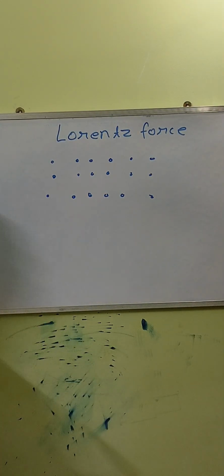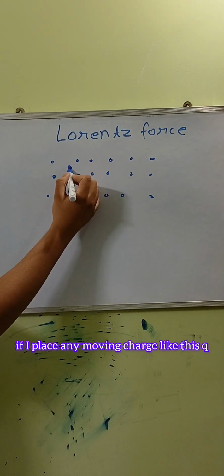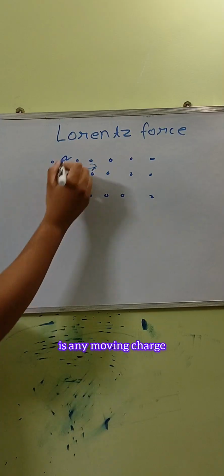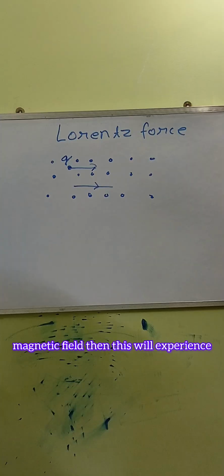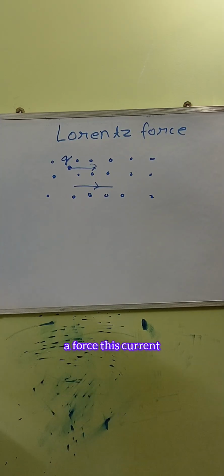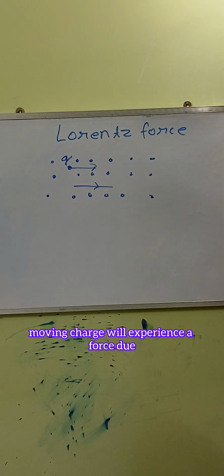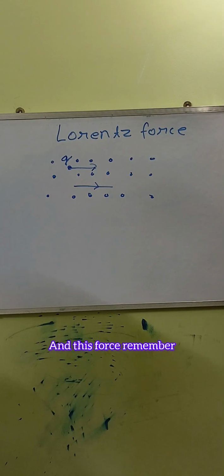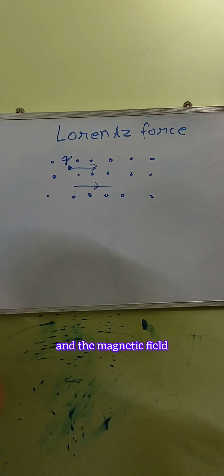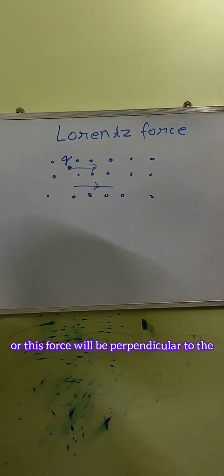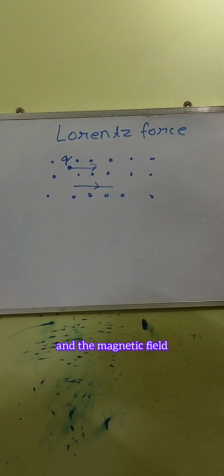you all. So, in this magnetic field, if I place any moving charge like this, Q is any moving charge, or any current carrying conductor in this magnetic field, then this will experience a force. This current carrying conductor or this moving charge will experience a force due to this magnetic field, and remember that this force will be perpendicular to the direction of both the velocity of the moving charge and the magnetic field.